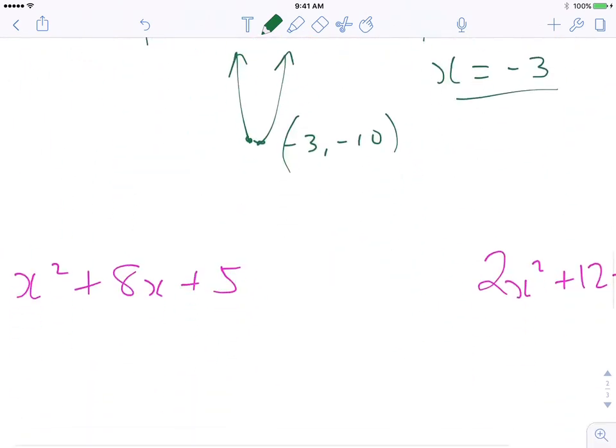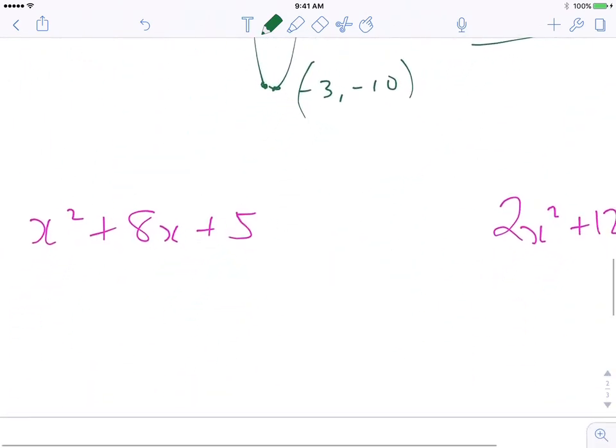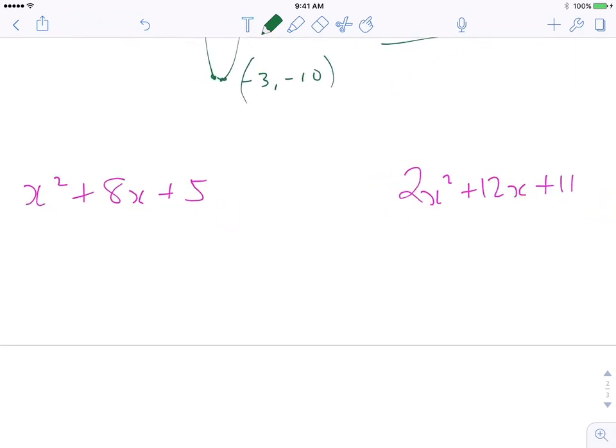Okay. And I've got a couple other examples over here that I'd like you to try. So at this point, you should pause the video and go through this on your own and see if you can follow that same algorithm. And then I'll go through it a little more quickly.